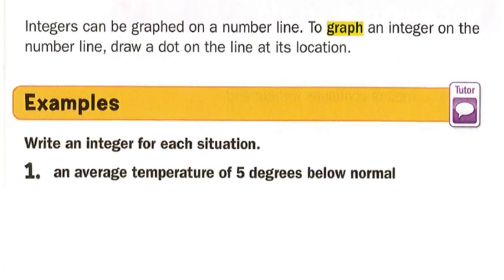So integers can be graphed on a number line. To graph an integer on the number line, we're going to draw a dot on the line at its location. That is exactly as simple as it sounds. You may say, well, that sounds ridiculously simple. Well, it is. So let's look at a couple of examples here.